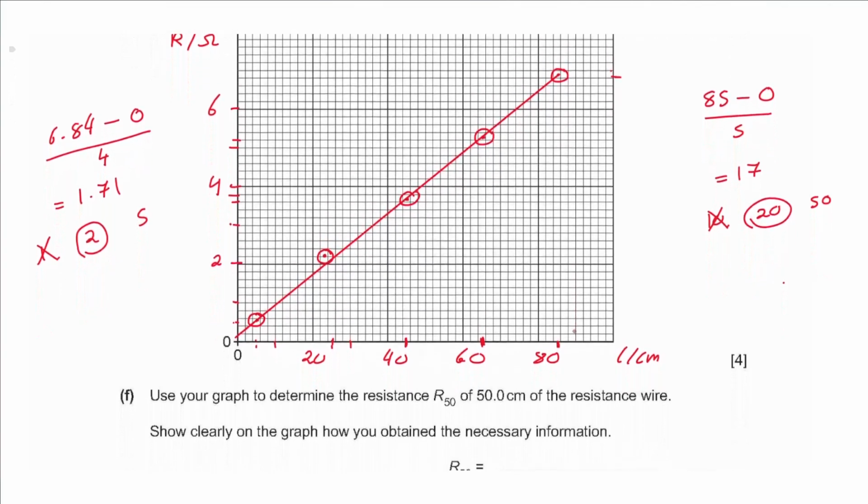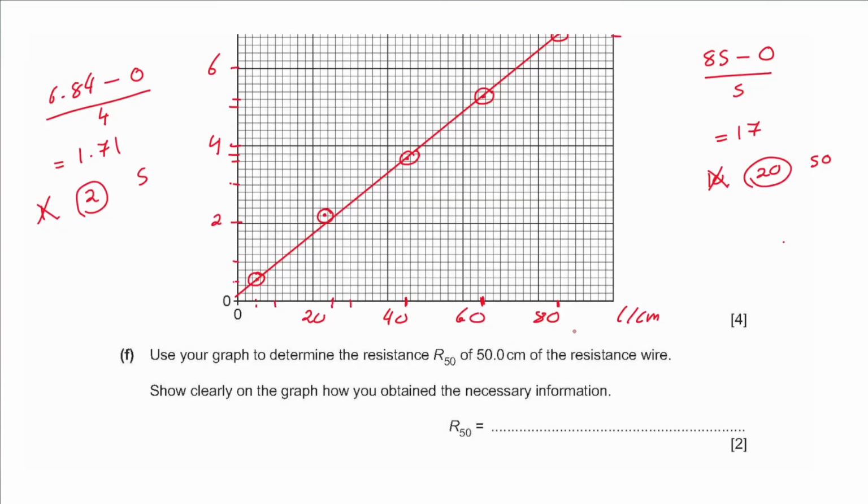Now question F says use your graph to determine the resistance R50 of 50 centimeters of the resistance wire and show clearly on the graph how you obtain the necessary information. So we go from 50, which is midway between 40 and 60, and we go up there towards the graph. So this is almost at 4.1, so we write down 4.1 and the unit for resistance is ohms.